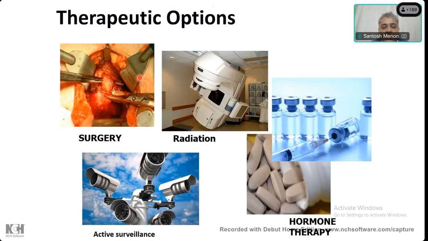You understand? If the cancer is confined to the prostate, it is a Gleason 6, 7 or early 8 cancer, you can do a prostatectomy. If the tumor has already spread to the nodes, probably you would give hormone plus radiation. But what is this active surveillance? Anybody knows what is active surveillance?